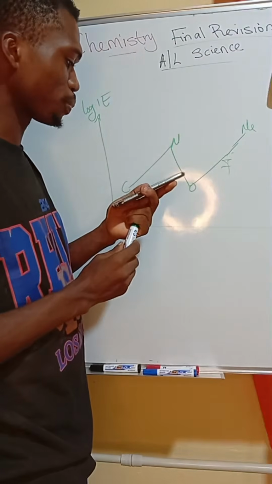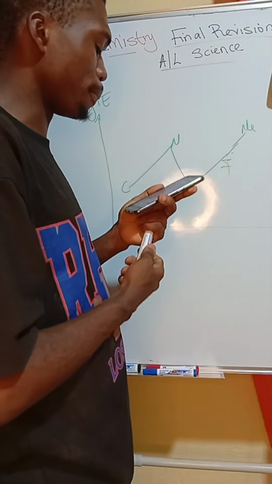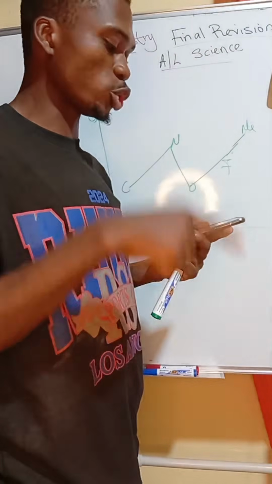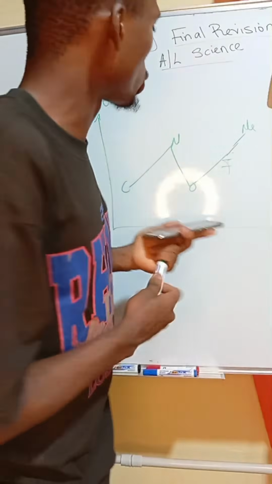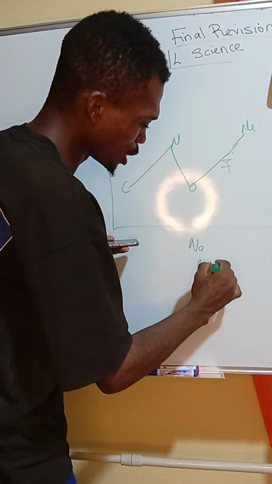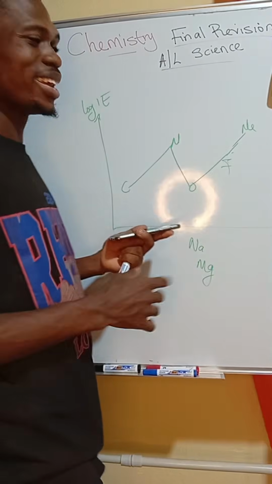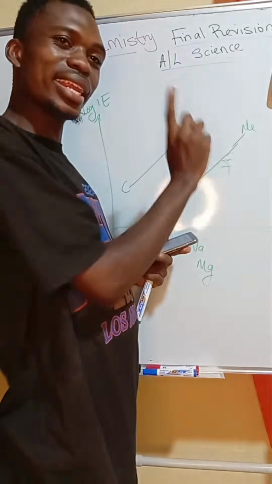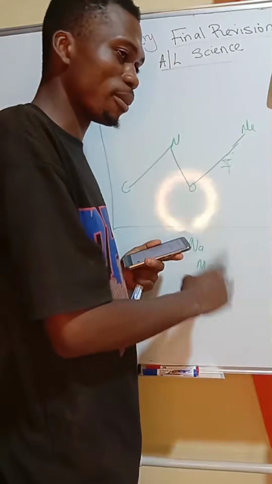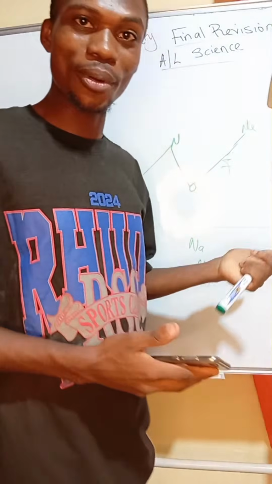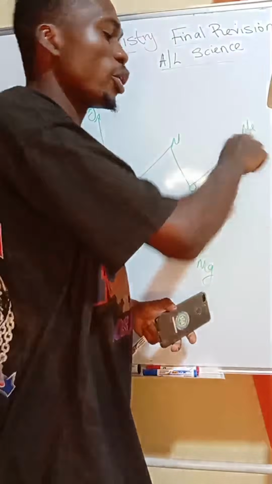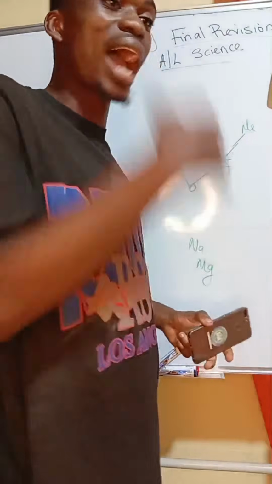After neon, what are the next two elements? After neon, we have sodium and then magnesium. So we have to represent sodium and magnesium. But the question is, from here, will the ionization energy increase or decline? We are going from neon, which is stable, to sodium and magnesium. It's already clear to everybody: it has to fall. The ionization energy of neon is very high.